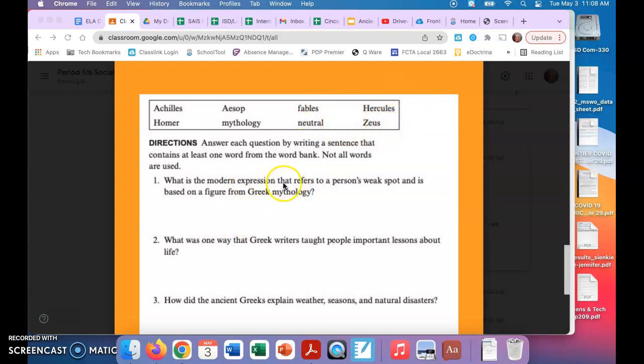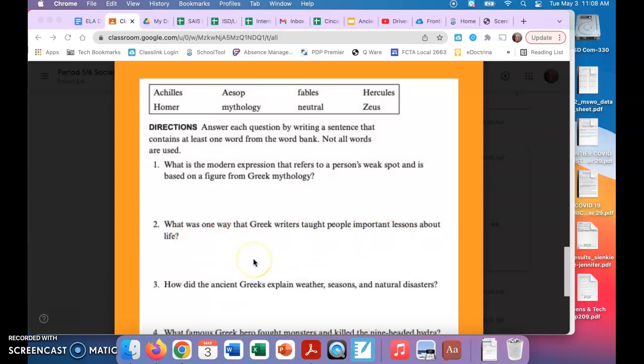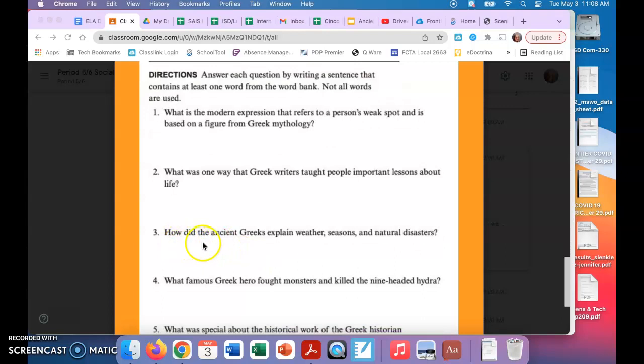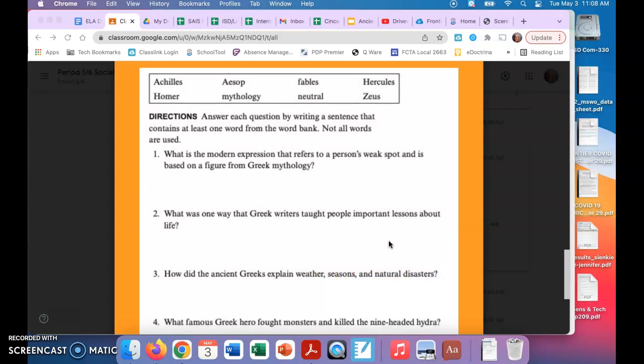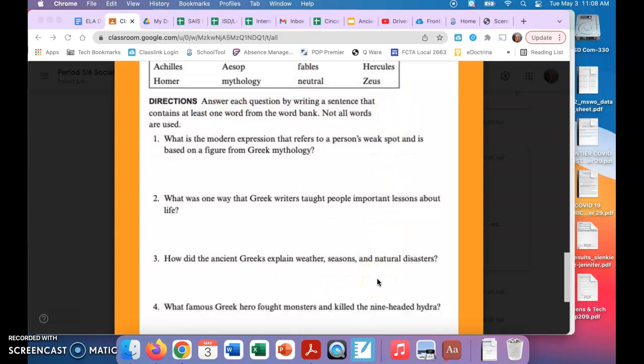Okay, so again, first we have what is the modern expression that refers to a person's weak spot and is based on a figure from Greek mythology. Number 2, what was one way that Greek writers taught people important lessons about life? Number 3, how did the ancient Greeks explain weather, seasons, and natural disasters? So they talked about it earlier in the reading. How did they explain this? Which one of these words fit that? Again, make sure it's a complete sentence.